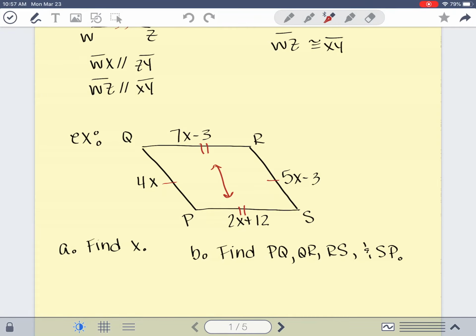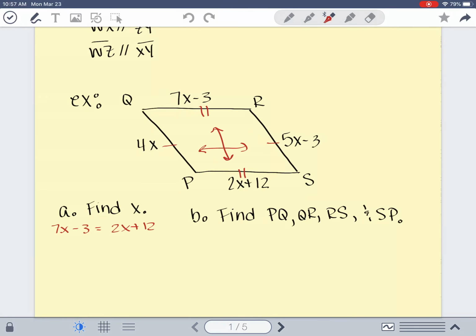It doesn't matter which two you set equal, whether it's these two or these two, as long as they are opposite sides. The nice thing is that all of these have an x, so you can choose which pair you want to work with. So let's do 7x minus 3 equals 2x plus 12. I'm going to subtract my 2x on both sides, and then add the 3 on both sides. So I get 5x equals 15. Divide by 5 on both sides, and I get that x is 3.